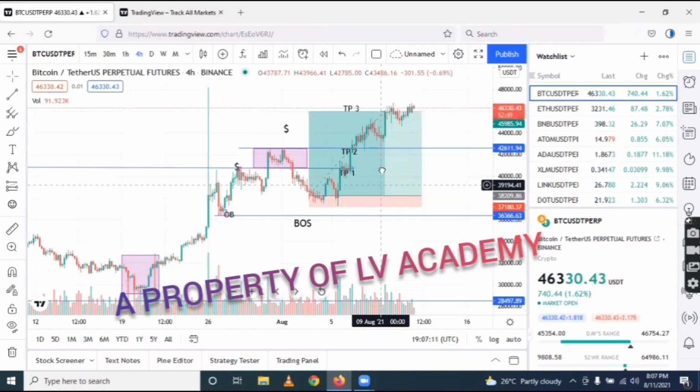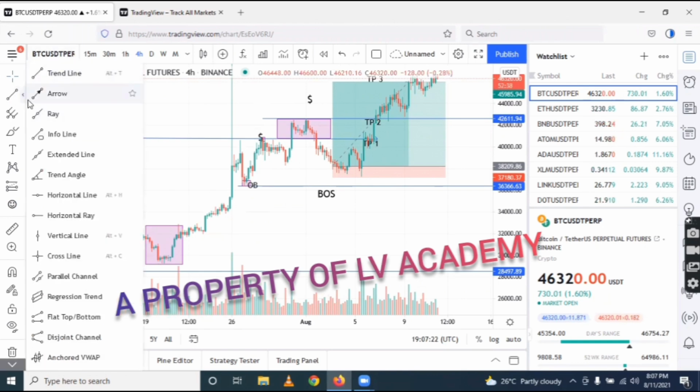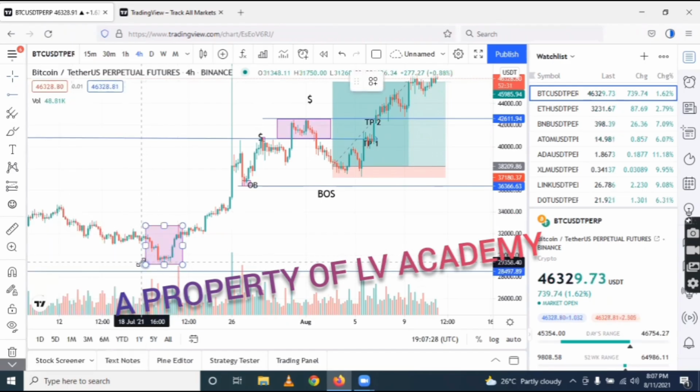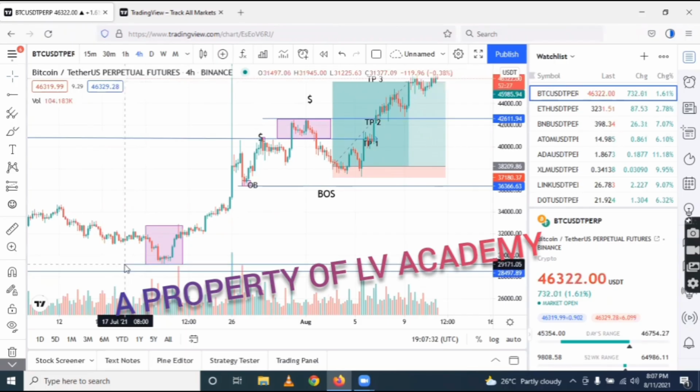Take a look at this chart now. This is the BTC chart. See, look at this place. This is a strong support zone. This is a strong support. So how do you draw your support line? You go here, then you look for the horizontal line or horizontal ray, whichever one you want to use. Then you click on it, as you can see.